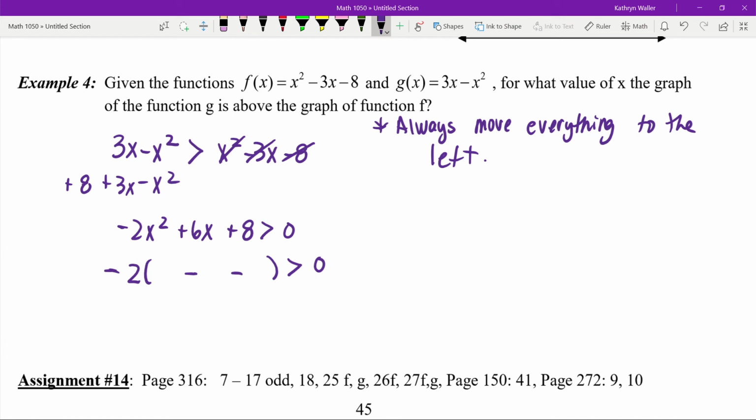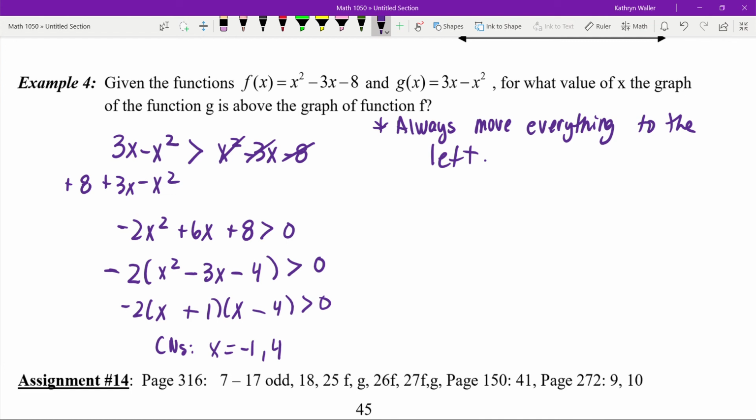Now forget about the signs and just worry about the number and the variable. So 2 divided by 2 is a 1x squared. 6 divided by 2 is a 3x. 8 divided by 2 is 4. Keep going and factor. So it goes to x and x. The 4 goes to a 4 and a 1. Signs are different. Biggest is a negative, so the 4 is a negative and the 1's a positive. What do I do now? Critical numbers. Good. The negative 2 gives you nothing. The plus 1 gives you a minus 1. The minus 4 gives me a positive 4.